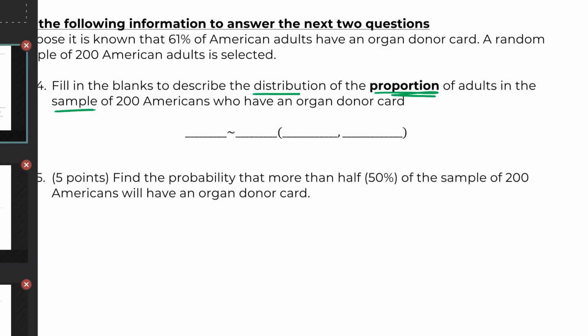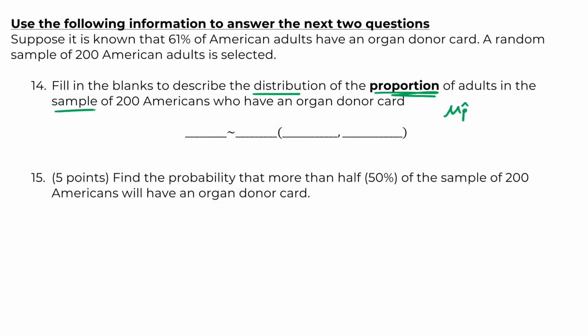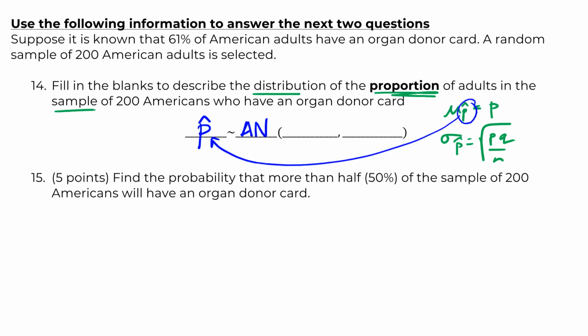So I'm just going to write down mu of p hat was equal to p. Standard deviation of p hat was the square root of pq over n. Notice I didn't even read the question yet. Two pieces I already know here. P hat follows an approximate normal. Whatever thing is here is going to go in front of the line. That's what we're talking about. All samples, their proportions should fall in this approximate normal distribution.